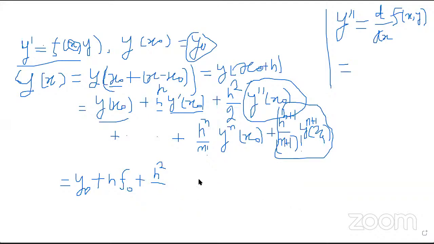Yeah, so just quickly calculate this y double prime and tell me. Curly f by curly x into dx by dx plus curly f by curly y into dy by dx. Am I right? So I'm not able to write here. So where is this pen?